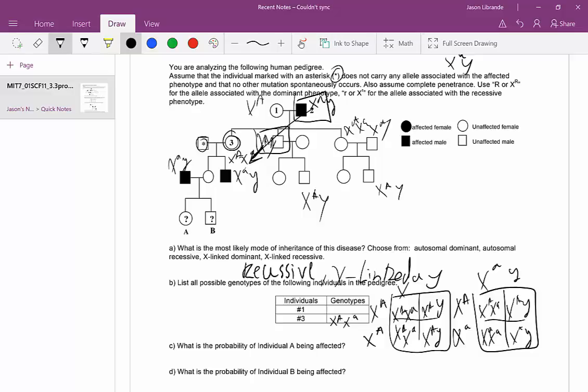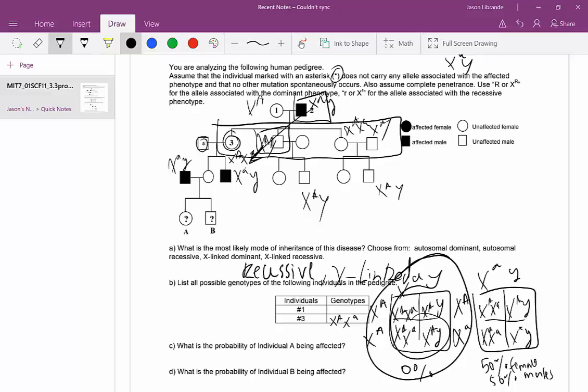Okay, so it looks like for this one right here, 0% of the offspring are affected. For this one right here, it'd be 50% females, 50% males that are affected. So looking at generation 2 here, nobody's affected. At least none of their children are affected. So it seems like this is a much more plausible genotype here, specifically this female genotype right there. So it looks like she's going to be homozygous dominant.